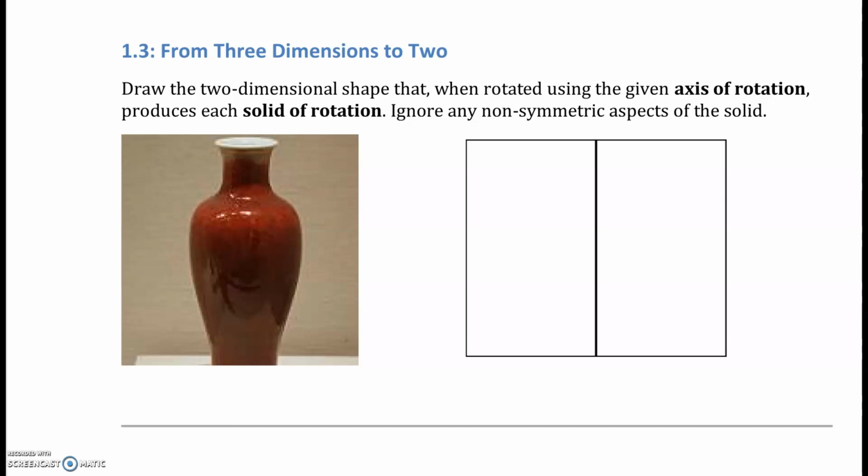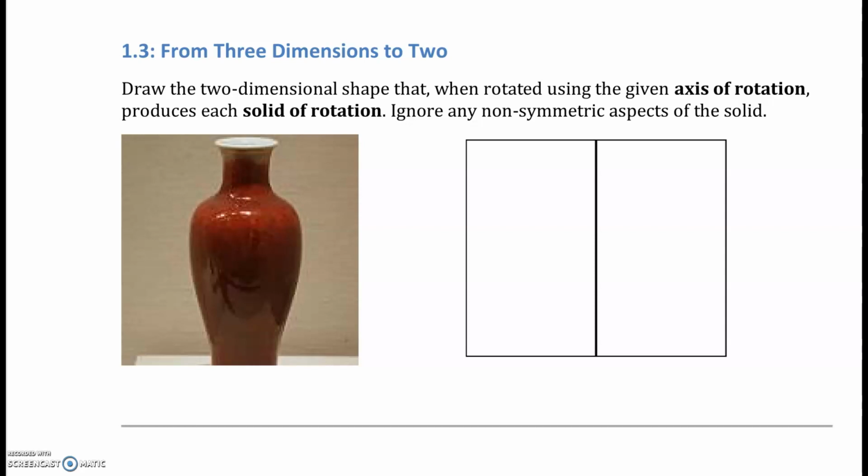All right, we're gonna be moving on here. Unit 5, Lesson 1, Problem 1.3. We're asked to draw the two-dimensional shape that, when rotated using the given axis of rotation, produces each solid of rotation. So I look at this vase over here, and I know it's hollow.